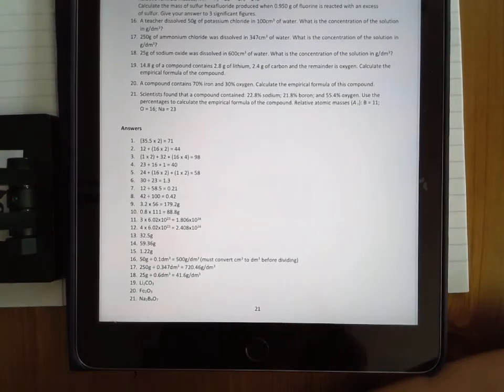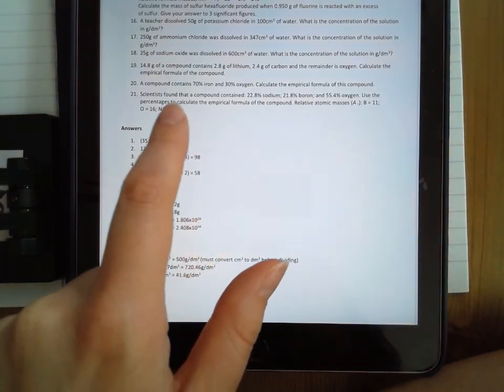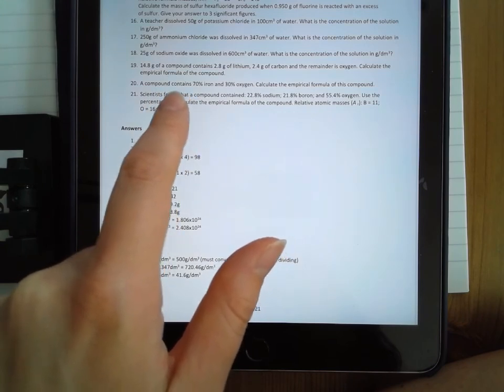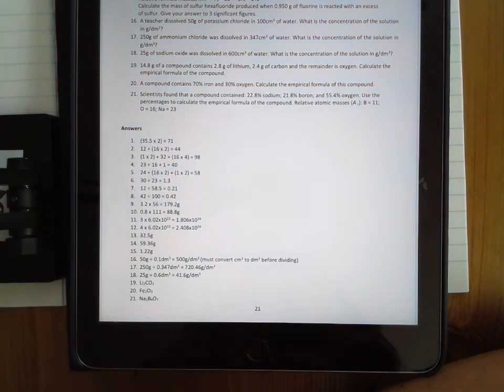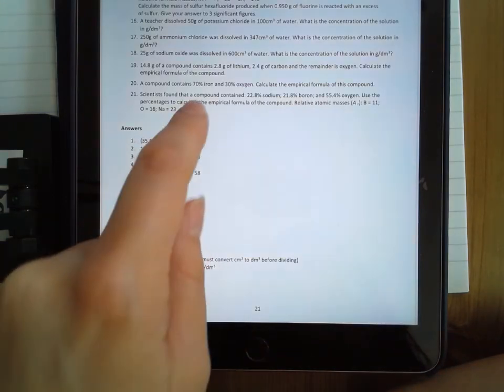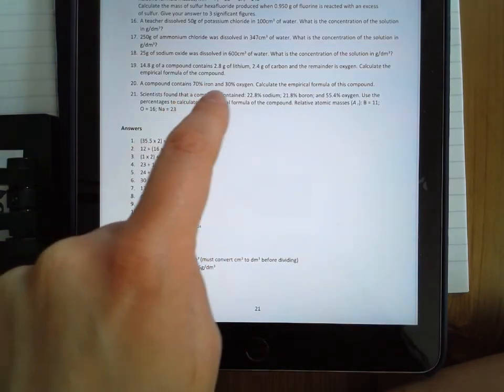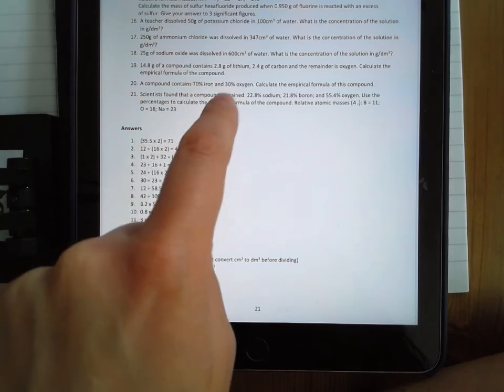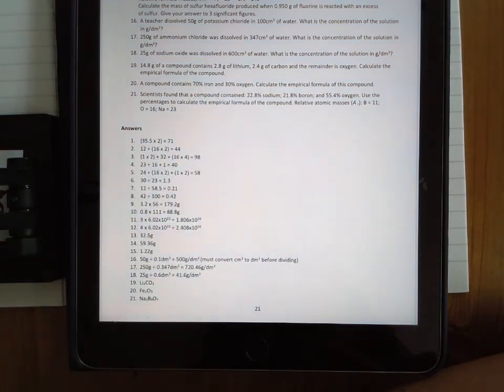Now in 20 and 21, you'll notice that you have been given percentages instead of grams. That doesn't change anything. You use the percentages exactly as I have used grams in question 19. So you'll take your 70, which is the percentage of iron, and you will divide it by the formula mass of iron, which I haven't given you, but it is 56. So it's going to be 70 divided by 56. And then it's going to be 30 divided by the mass of oxygen, which is 16. And then you'll do everything exactly the same way.